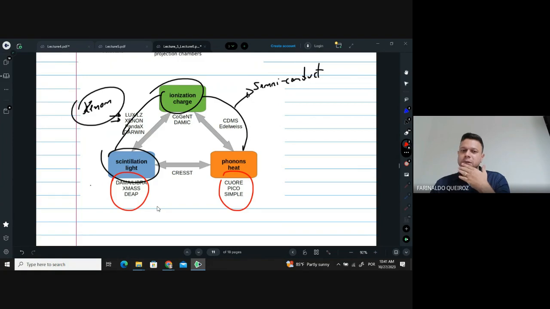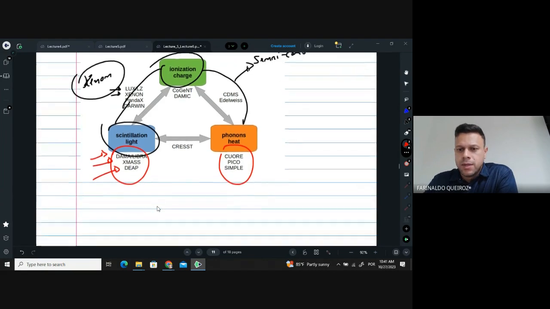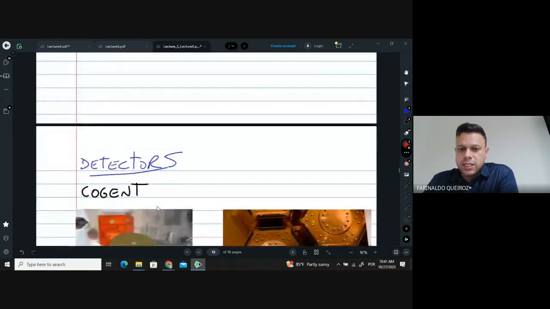So gamma is old, XMASS is old, DEAP is still ongoing, but you're going to see why DEAP is still effective. PURE is gone, PICO is gone, and SIMPLE is gone. So the only one that survives is DEAP. Okay, so let's understand why.